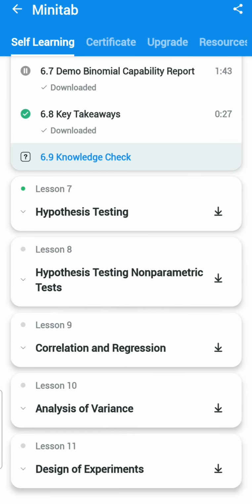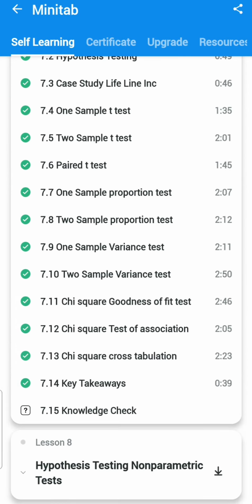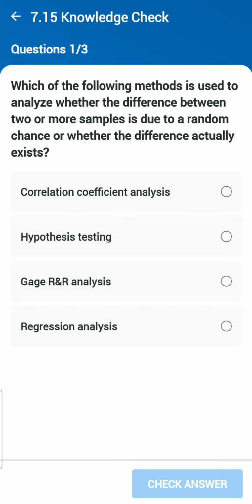Let's go to the seventh chapter, that is on hypothesis. And let's go to the first question. Which of the following methods is used to analyze whether the difference between two or more samples is due to random chance or whether the difference actually exists? We can do hypothesis testing. We can prove it if the p-value is less than or equal to 5%.